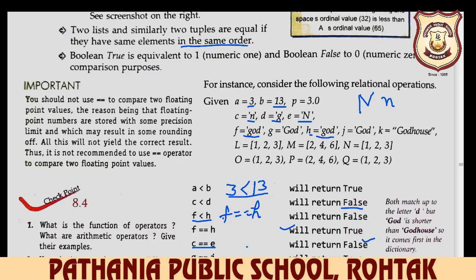G is equal to J. G is equal to J. So G is capital G and J is capital G. Yes, both are equal. So its answer is true.